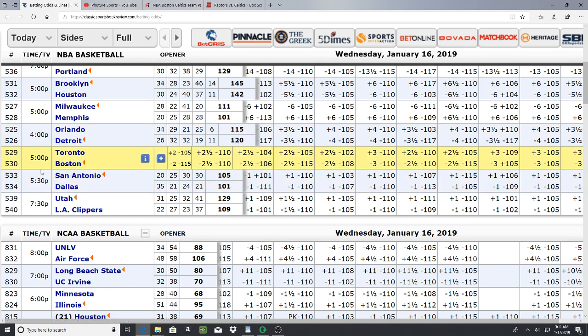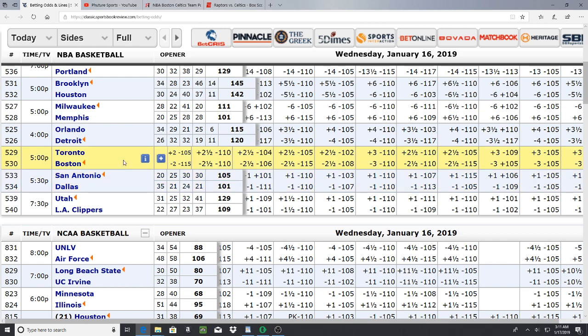In this case, they have Boston as a 2-point favorite here. So right off the bat, I know that they're shading this line toward Toronto. Okay, so there's something within this matchup that'll tell you which team you take.